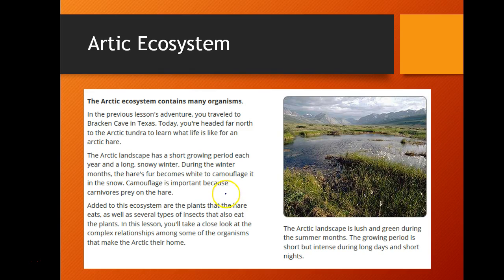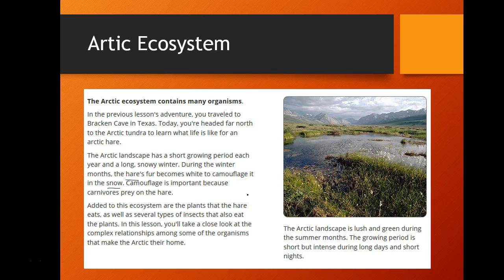During the winter, however, we have organisms like a hare where their fur becomes white in order to camouflage it in the snow. And that's mainly so that the hare can hide or camouflage from its predators during that time.